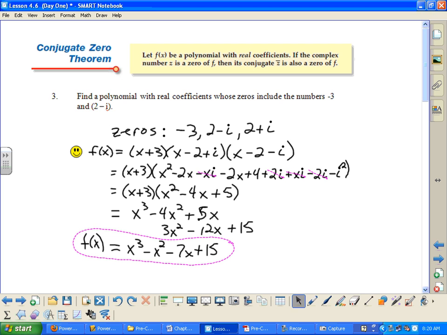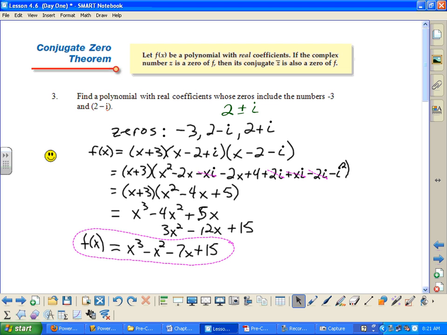So like I was just telling you guys, the fact that I have 2 plus or minus i for zeros here means when I write it in factored form, we're going to have x minus 2 plus i and x minus 2 minus i. So all it is when I write it in factored form is the opposite of the 2, and then both of the plus or minuses.